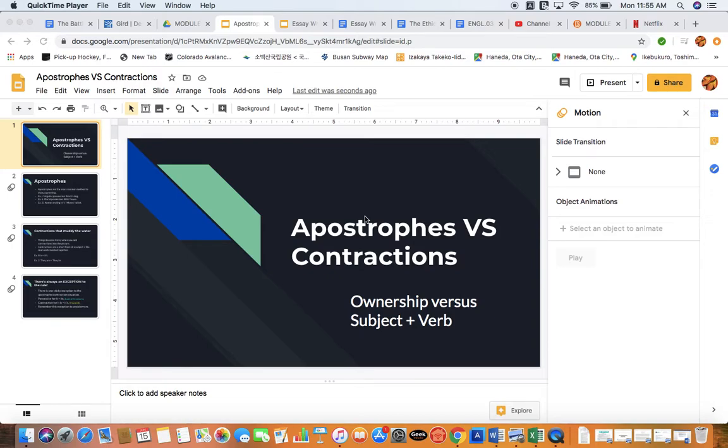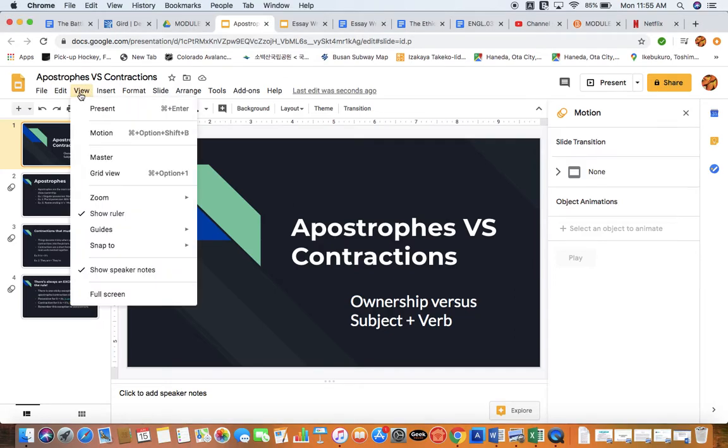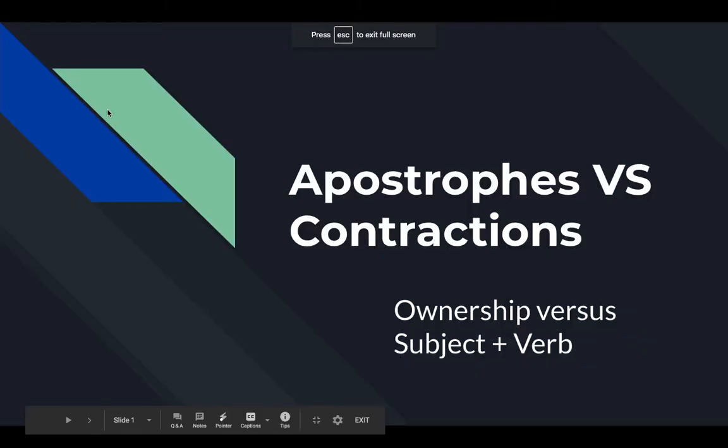Okay, so today we are going to look at one of the final small grammar lessons. This is also another important topic that we need to quickly cover before the end of our English 037 class. So we're going to jump straight into it now. This topic is called apostrophes versus contractions.